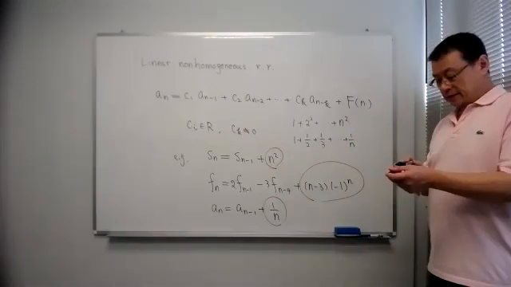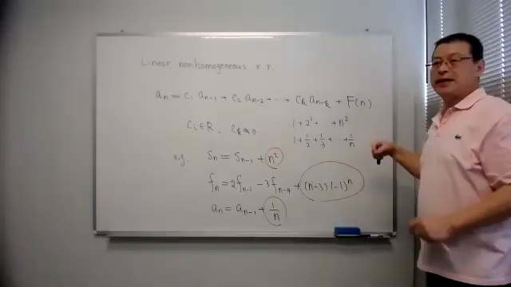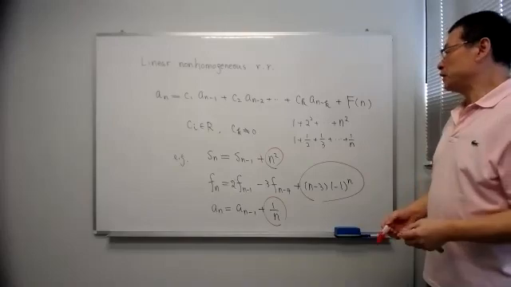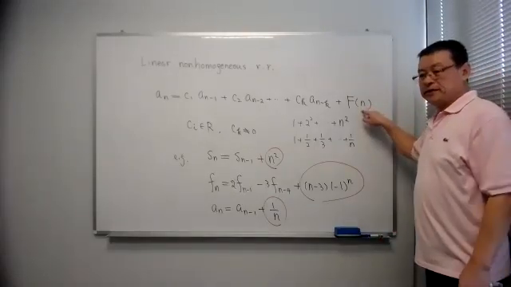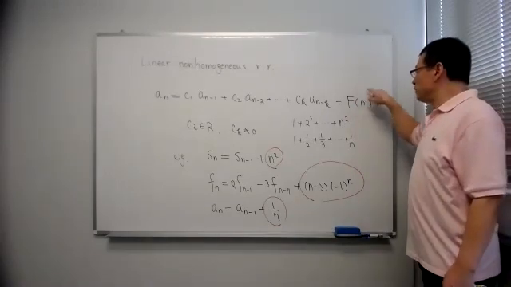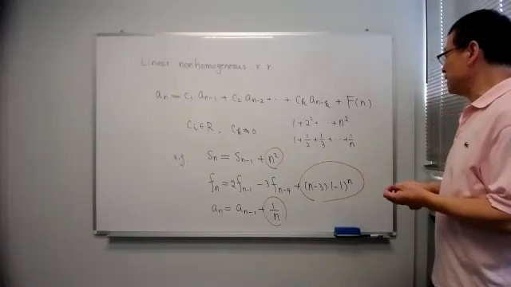Now, for non-homogeneous ones, actually, it's very, very difficult. We don't have a general result for all possible f of n. But for some forms of f of n, we have a general method. So that's what we are going to discuss.